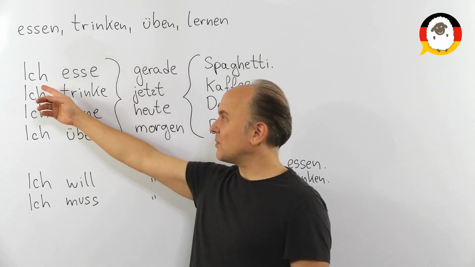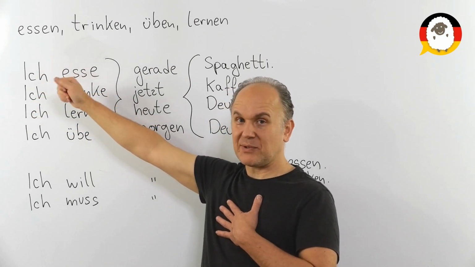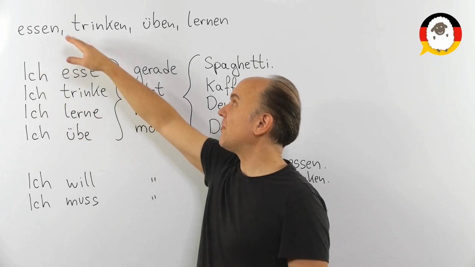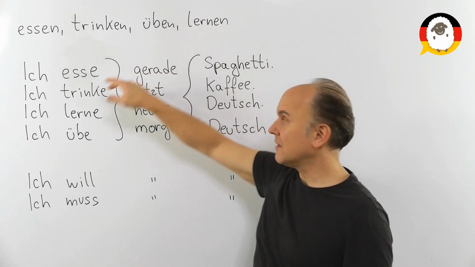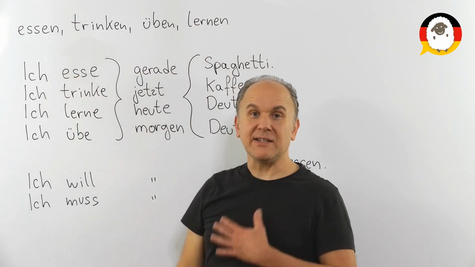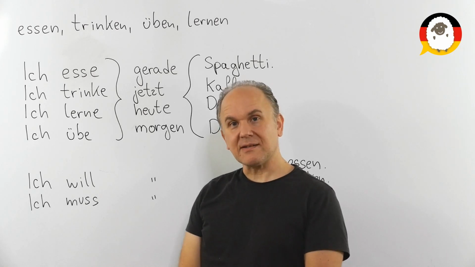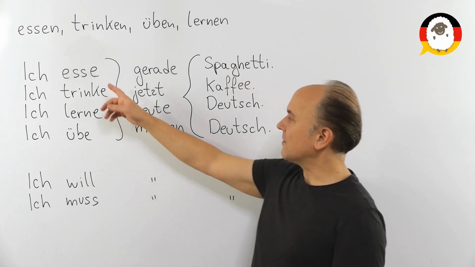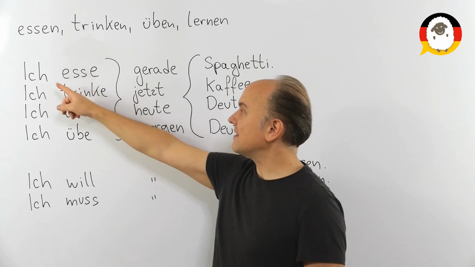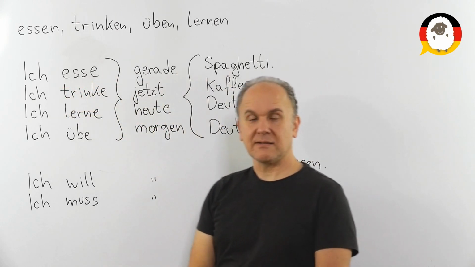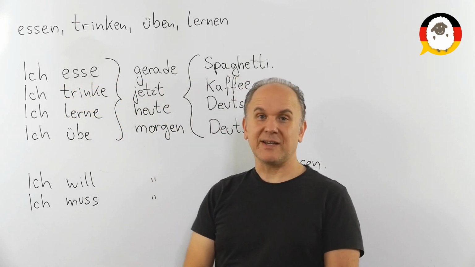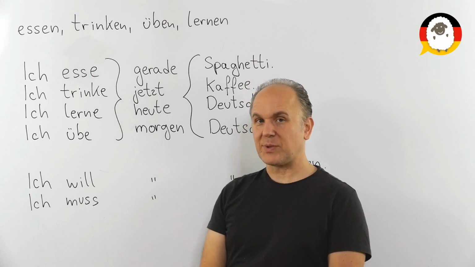Now in present tense, when we want to say I eat, for example, right? We just drop the final N of the infinitive. So we say ich esse. I eat, or I'm eating. Ich esse. Okay, now you could say ich esse Spaghetti. I'm having spaghetti. I'm eating spaghetti, right? Ich esse Spaghetti.